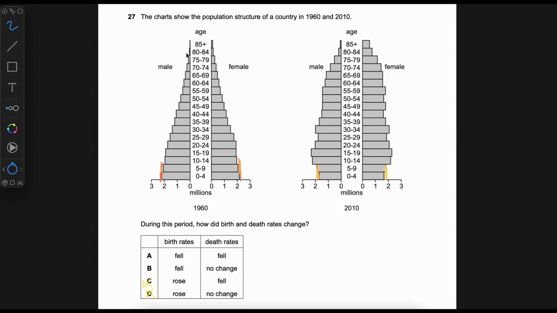And death rates, well, how many old people are there? In 1960, few old people, and you can see that to 2010, it's grown. The number of elderly has grown. So we would assume that less people are dying, because there's more older people. So A would be our answer. Birth rates and death rates have fallen during this period.